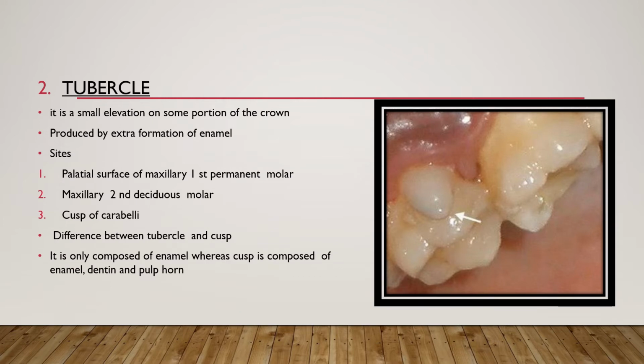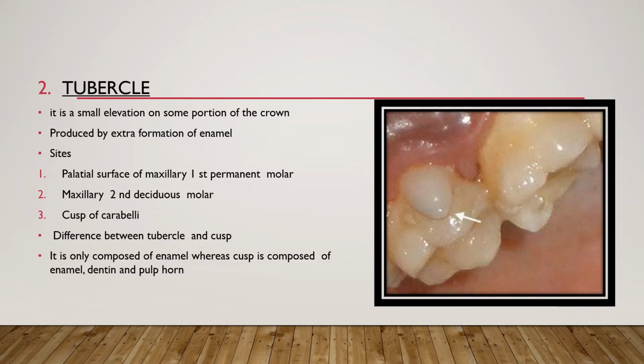Next comes the tubercle. Now, a tubercle is a small elevation on some portion of the crown. The cusp was also an elevation or mound, and a tubercle is also a small elevation. But this elevation can be seen on any portion of the crown. You can see it on the lingual side, on the buccal surface or on the occlusal surface. And the tubercle is formed by the extra formation of enamel. When some extra enamel is formed, it accumulates on some surface of the tooth and that gives rise to a tubercle.